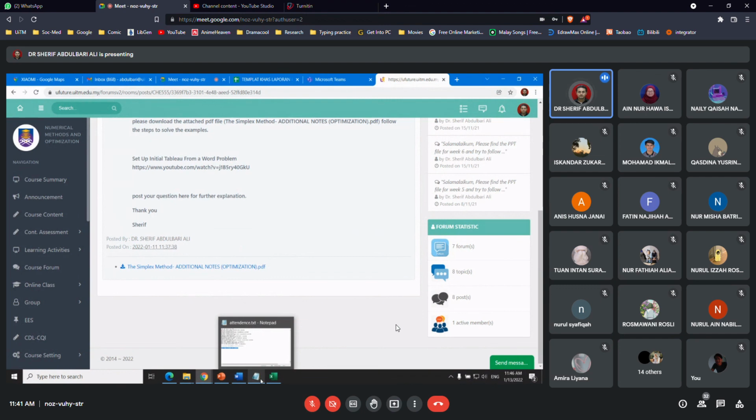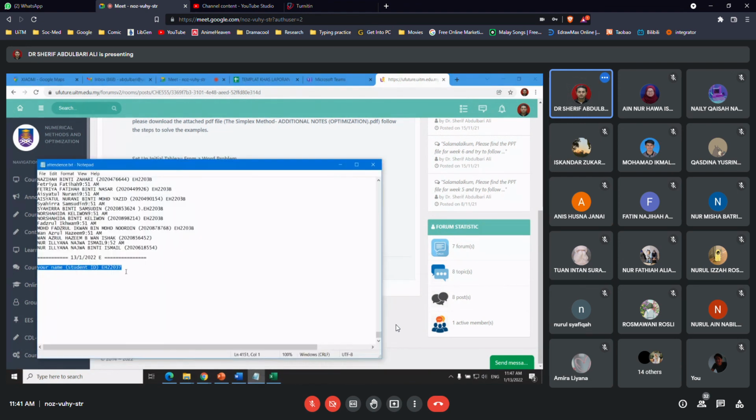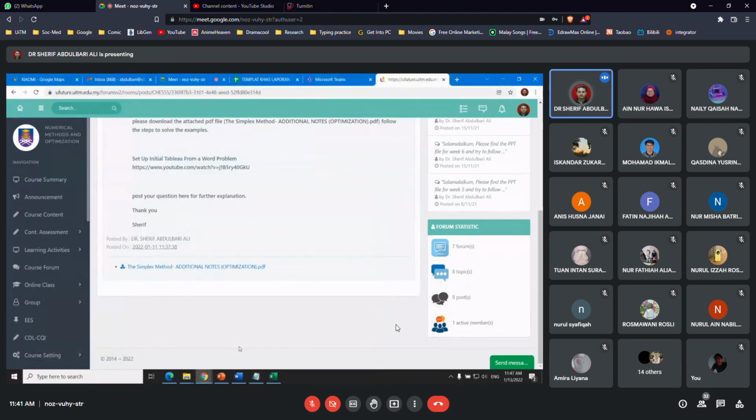Since next Tuesday is a holiday, you are not going to have a class, but in the lab session, I'm going to show you how to use Microsoft Excel to solve the maximization and minimization problems. You are going to see it's really simple to find the final answer, just by using the Solver from Microsoft Excel.